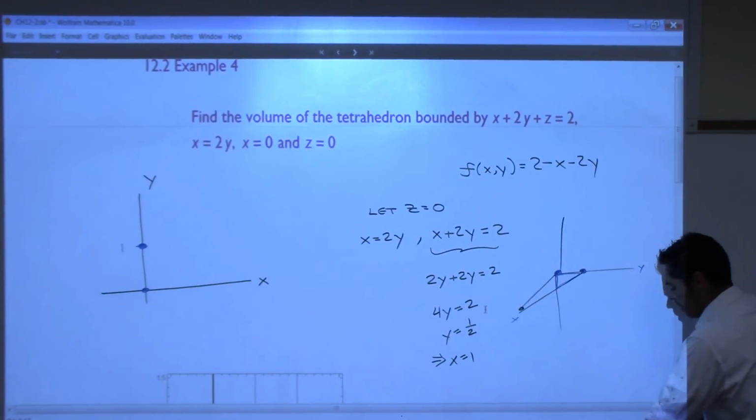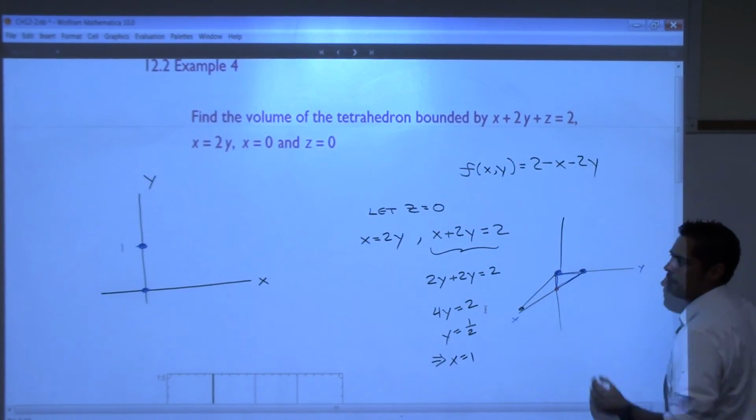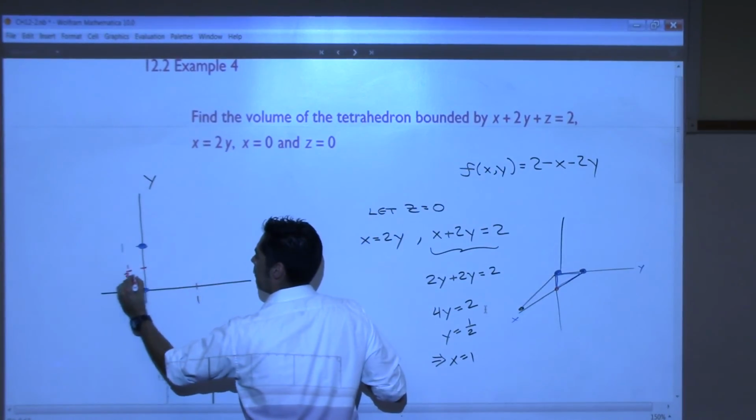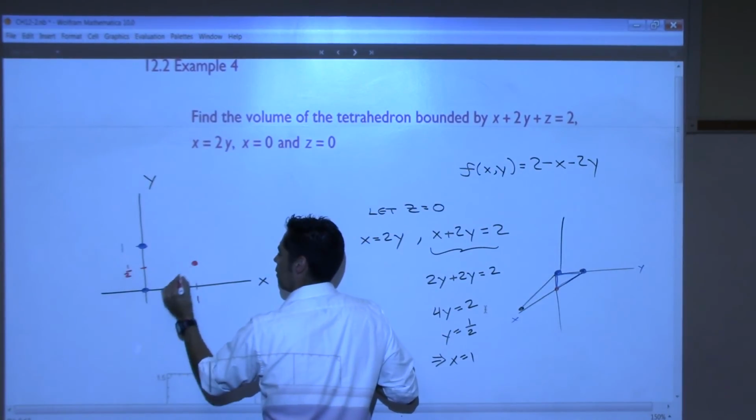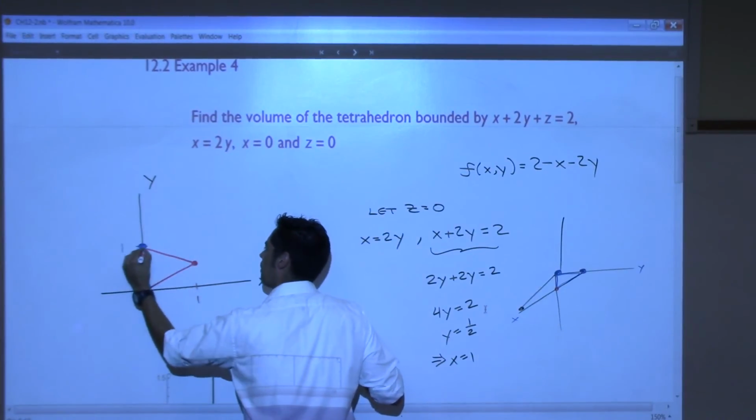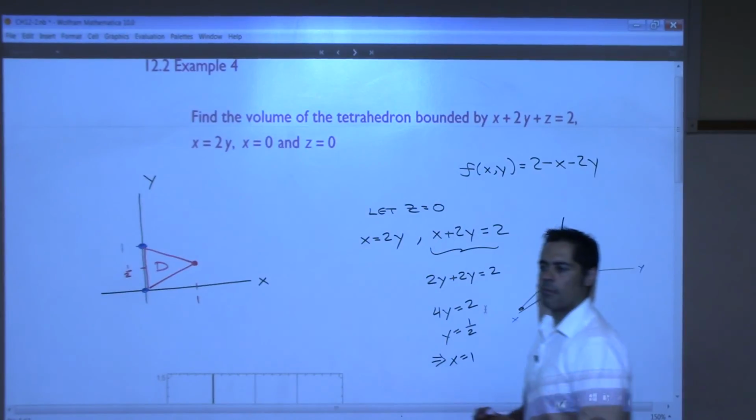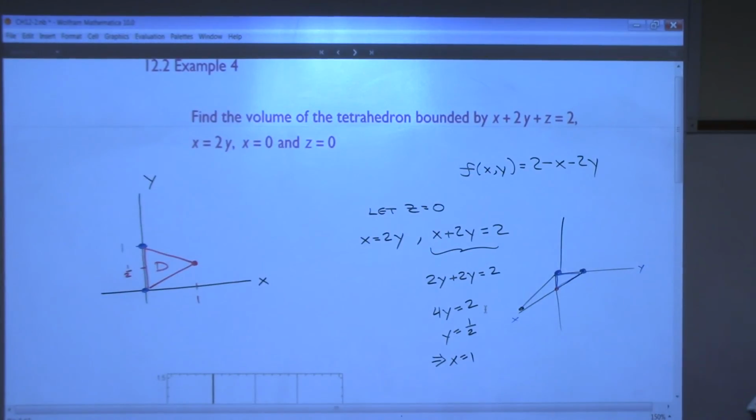So that corresponds to this point right here. 1, 1/2. And we all agree that that's my D? Yeah?